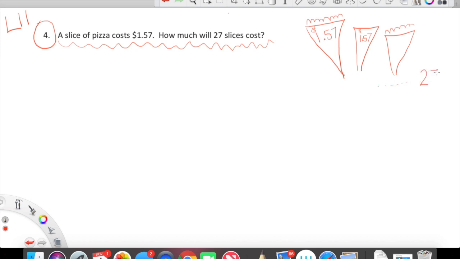27 slices of pizza. So what is the expression that would support this situation? Well, it looks like we have 27 copies of $1.57. One slice of pizza costs $1.57. We're not just looking for one slice of pizza for Crew. He is actually going to pay for all of us. Everyone in the class plus me.